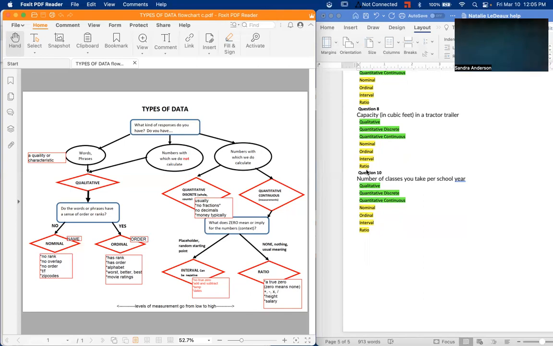And then the classes you take per school year, that's the number of classes you take. So it's a number, it's quantitative. And can you count it? Yes, you can count that number of classes you take. So it's quantitative, discrete: 5 classes, 4 classes, not like 5.864 classes. So it's quantitative, discrete, typically whole numbers. And then can you take 0 classes? Yes, so it's ratio.